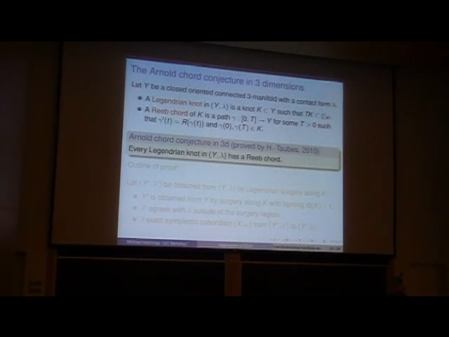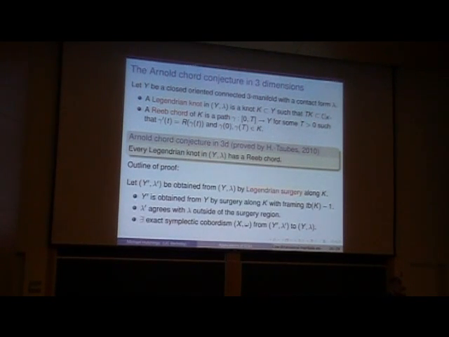Let's try a very trivial case of what Yasha was talking about in his talk. But here's how it works. This is modeled after the Weinstein conjecture, right? This is like the relative version of the Weinstein conjecture.